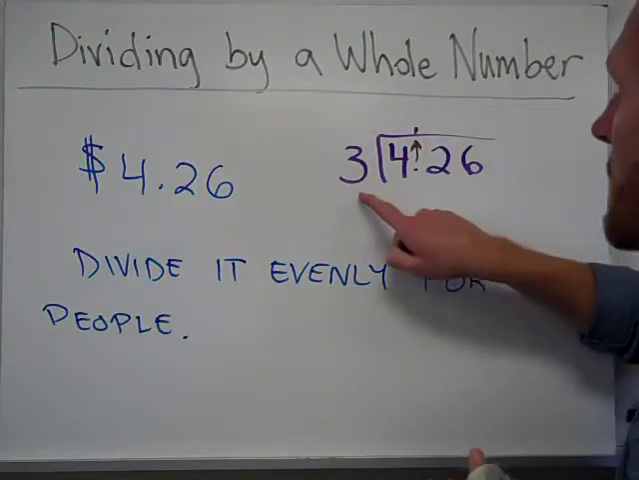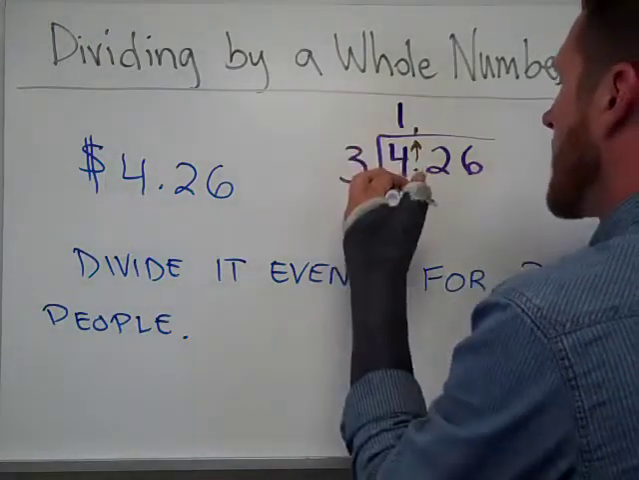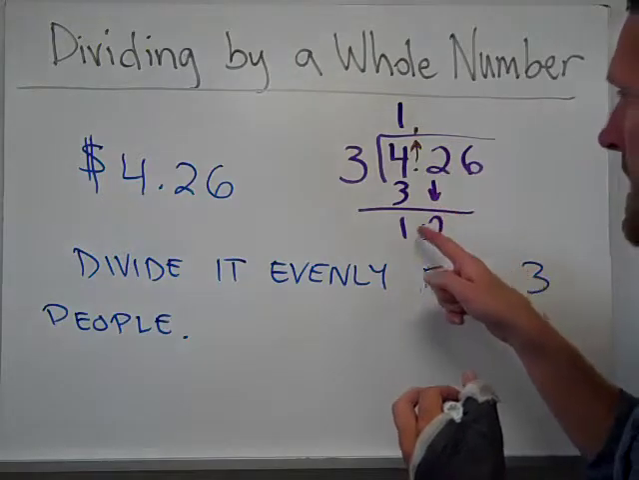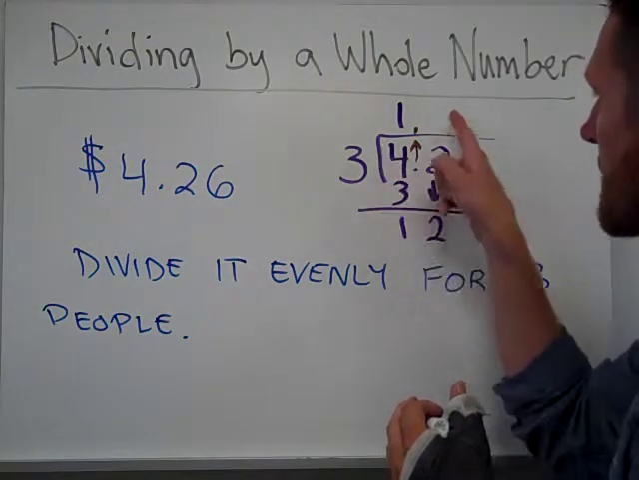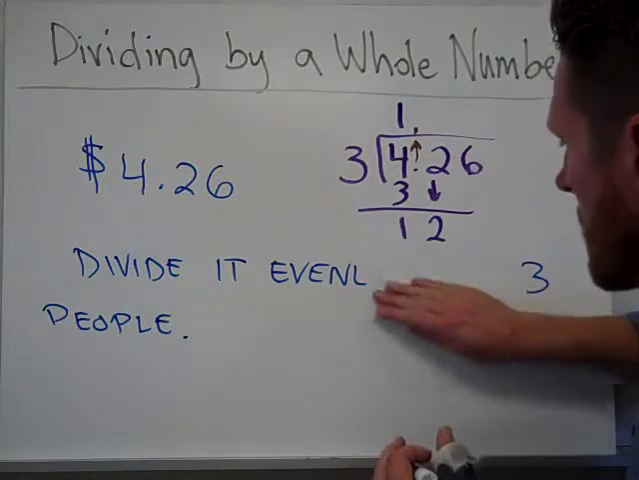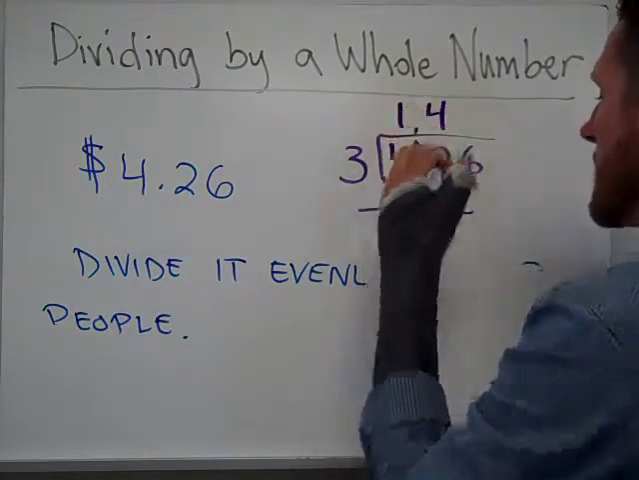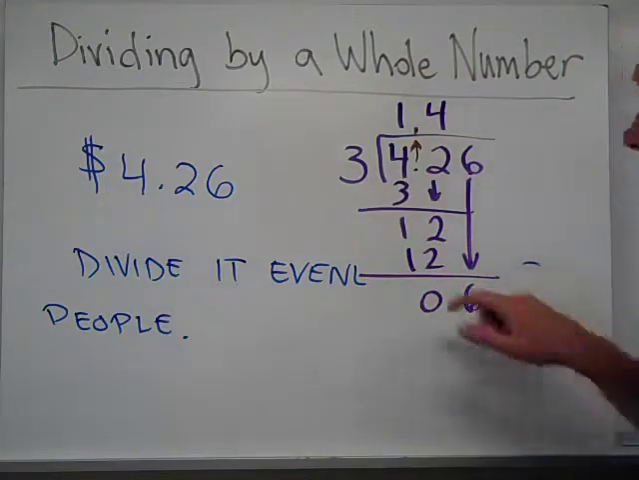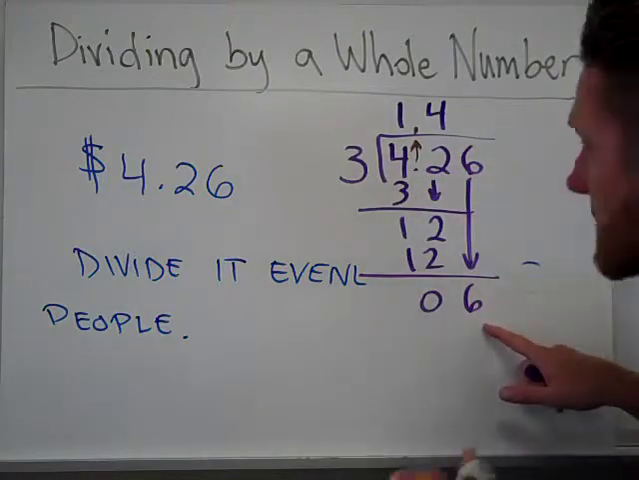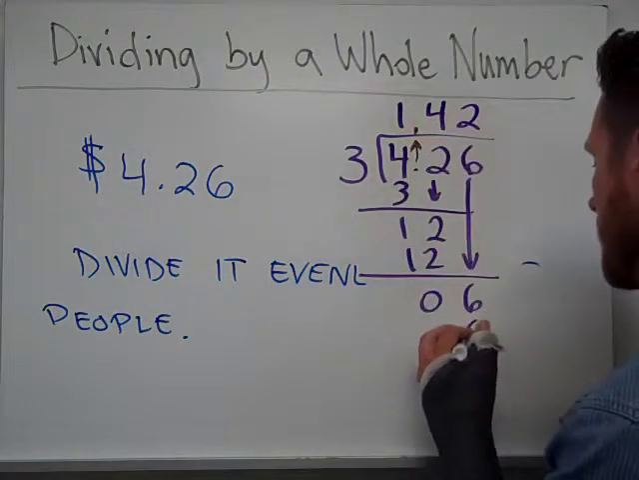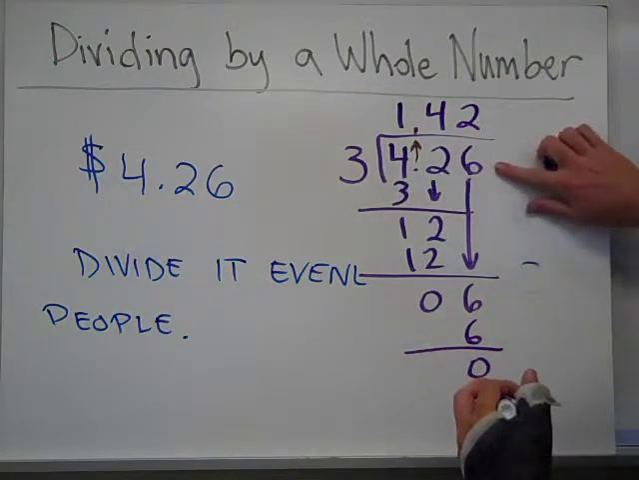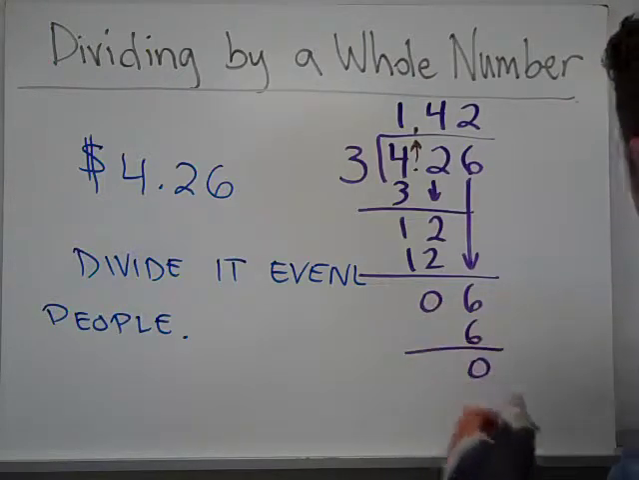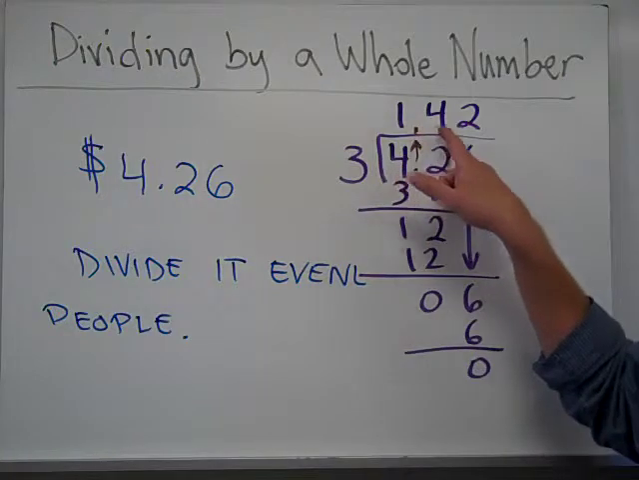So let's solve it. 3 goes into 4 one time, 3. We get 1, bring down the 2, directly straight down. Now 3 goes into 12 how many times? Well, 3 times 4 equals 12. 0. Bring down the 6. And I say 3 times what number equals 6 or less than 6? 2. And now there's no more numbers here, so I don't bring anything down. I'm done. So each person out of the 3 people gets $1.42.